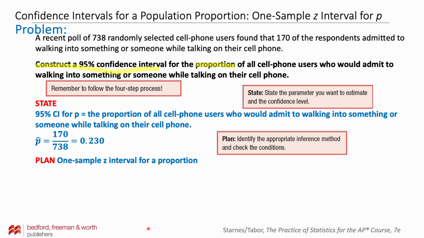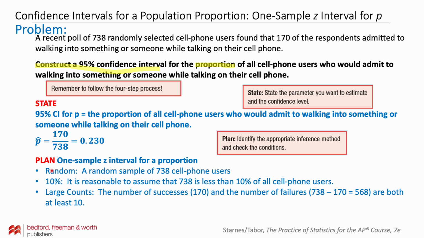So now we need to check the three conditions. Is it random? So a random sample of 738 cell phone users. Then we need to check, is it independent? So if it's independent, we need to check the 10%. So we have to state that it's reasonable to assume that 738 is less than 10% of all cell phone users. And then we need to check the normal distribution.